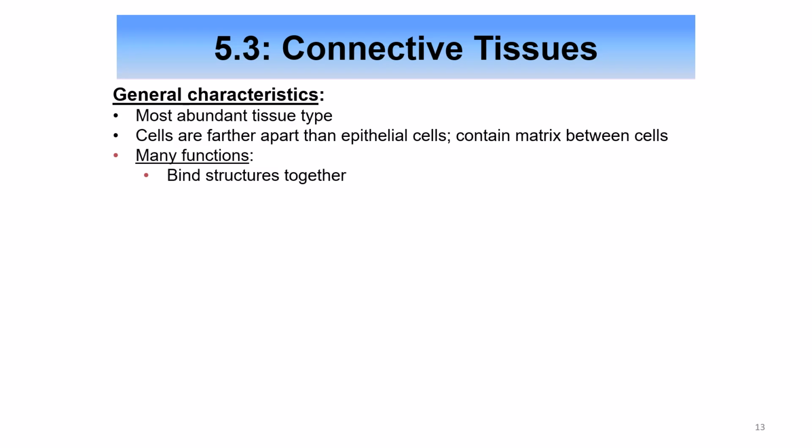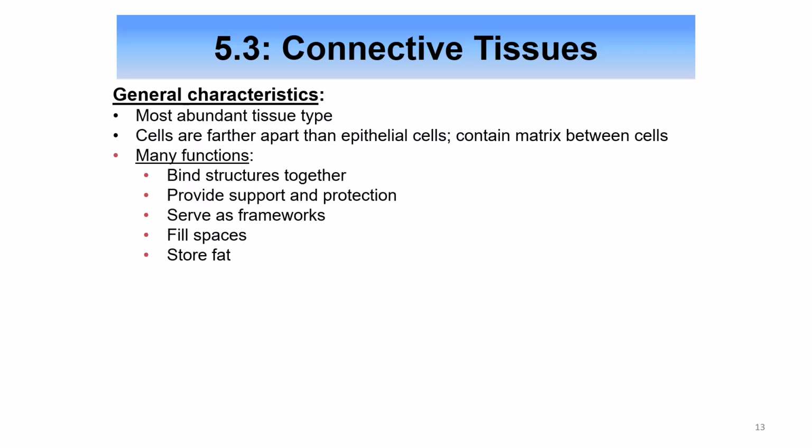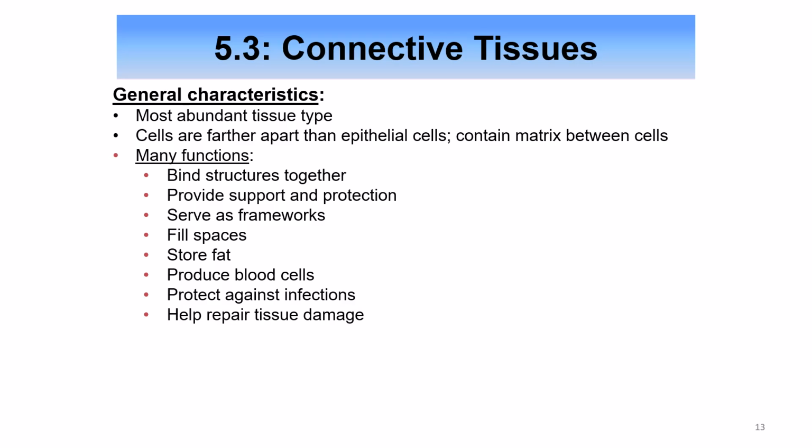There are different functions for the connective tissues. Of course, the main function is to connect, bind structures together. They provide support, protection, surface frameworks, fill spaces, store fat. We're going to talk about adipose tissue, that's fat tissue. And producing blood cells as well, and that's for red marrow. We'll see also they protect against infections because there are white blood cells inside. And another one, help repair tissue damage. We're going to talk about that with inflammation.